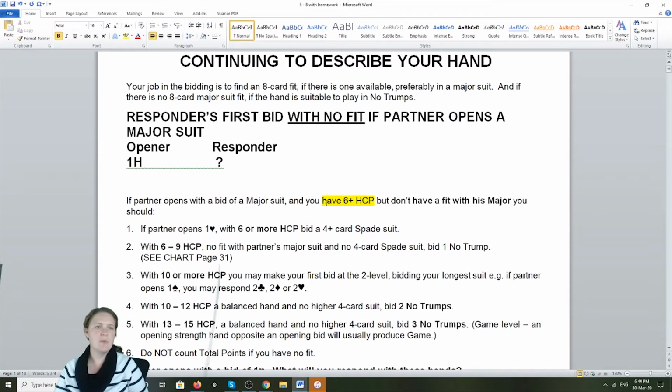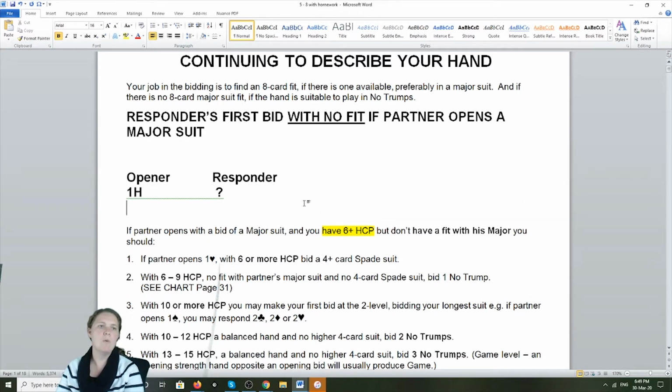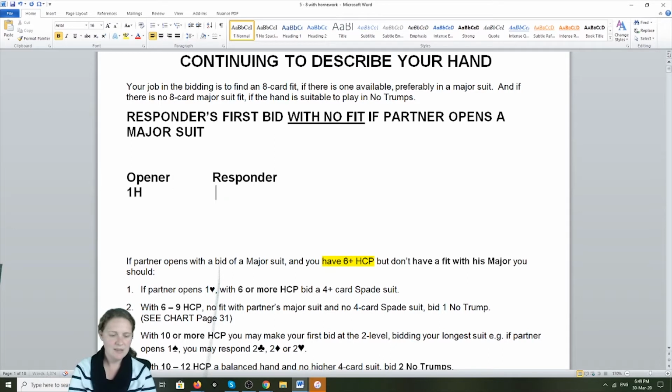So we've got 6 or more points. We must make a bid. That's the first thing we need to know. Now, this first point here says that if your partner opens 1 heart, which is what's happened in my scenario up the top here, basically with 6 or more high card points, bid a 4 card spade suit. Now, what on earth does that mean? This means that sometimes you're going to be able to call 1 spade. And the times that you should do this is if you don't have 3 hearts in your hand, but you do have 4 or even more cards in spades.